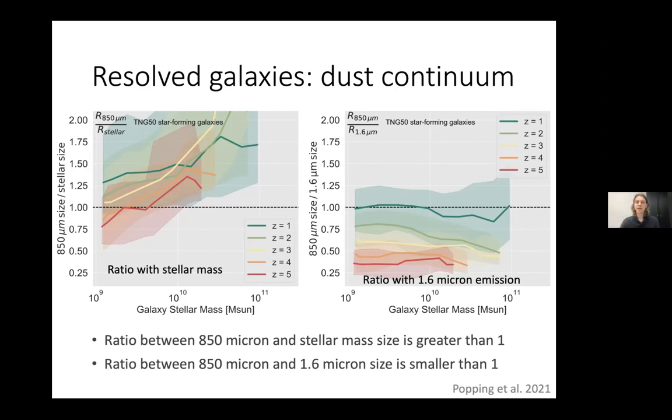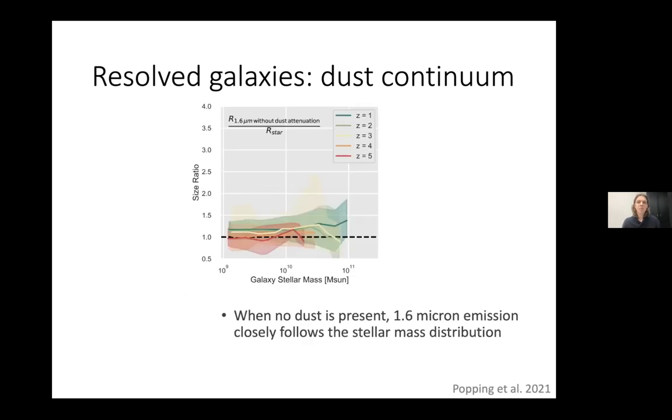And here's where the simulations are beautiful. Because we can do the exact same exercise, but now we say, let's ignore dust. There is no dust in the galaxies. So you run SKIRT as if there were no dust. What you're picking up is really just the pure stellar emission emitted directly by the stars. The ratio that you get is essentially 1. So this is again the ratio: the half light radius at 1.6 micron, if there's no dust, divided by the stellar half mass radius. So stellar light traces stellar mass very nicely.